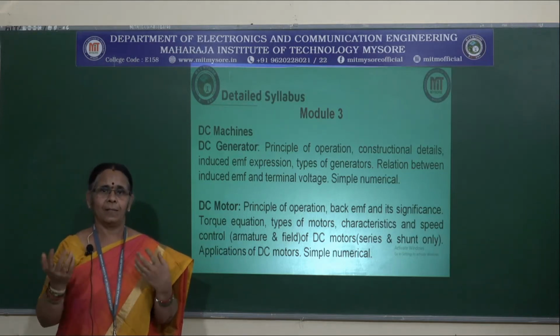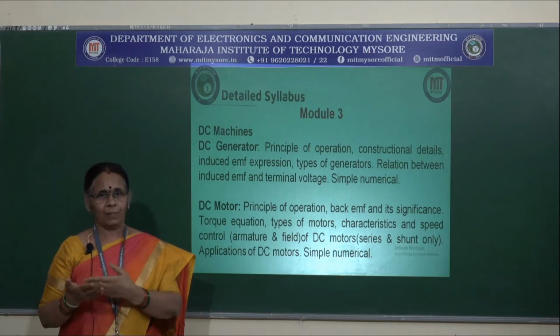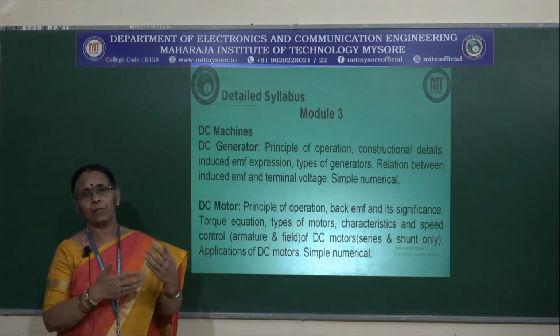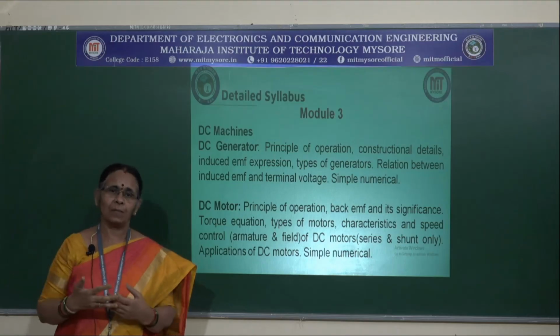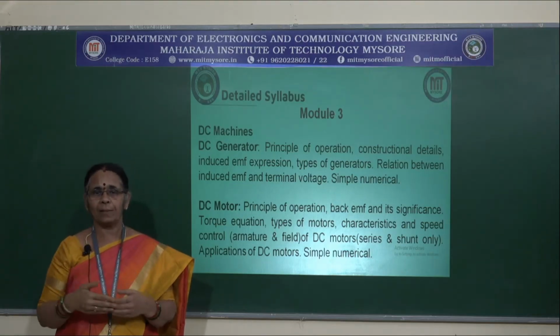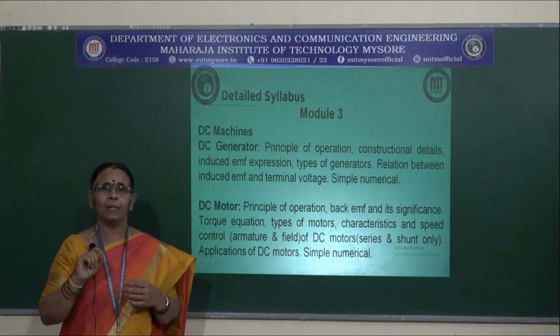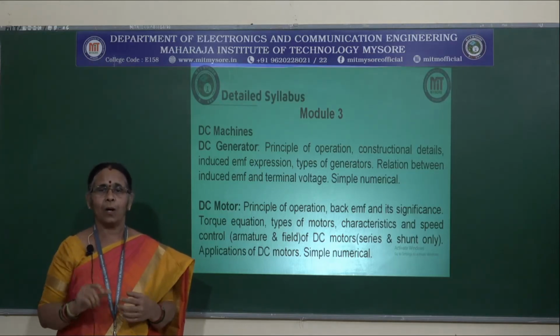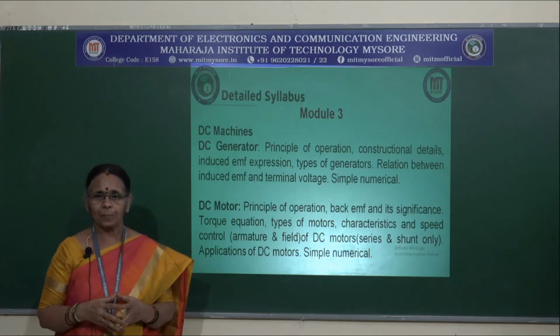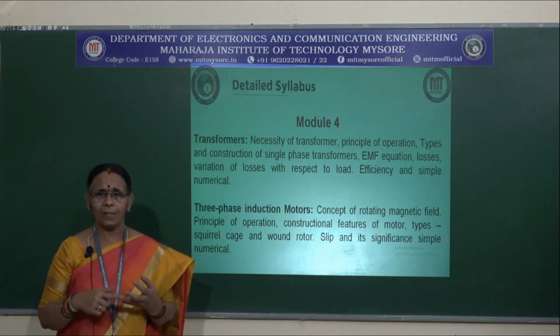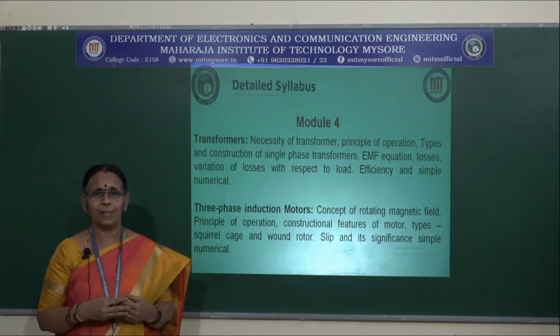characteristics, that is speed versus flux characteristics, and then as the load varies, how the speed varies, as the load varies, how the torque varies. So speed torque characteristics you are going to study there, and also you are going to study the speed control of DC motors. So there are two types there, one is called armature control and the other one is the flux control. Both the things you are going to study there.